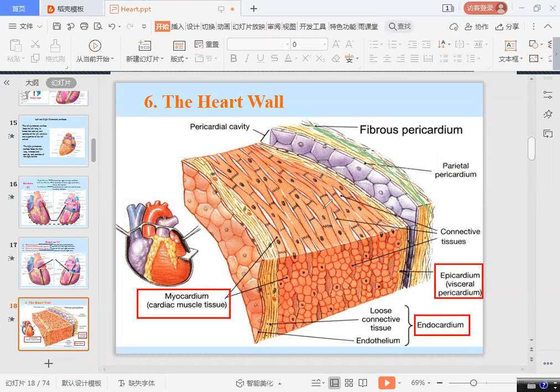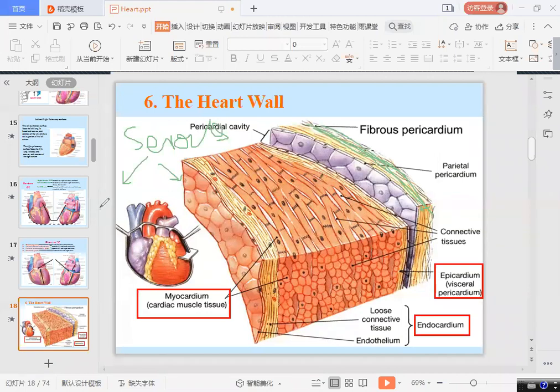When we move inward, after this pericardium, we have the fibrous pericardium, and after the fibrous pericardium, we have the serous pericardium. The serous pericardium is further divided into two layers, visceral and parietal. The outermost is the fibrous pericardium. When we move inward, we have the serous pericardium, which is further divided into two types.